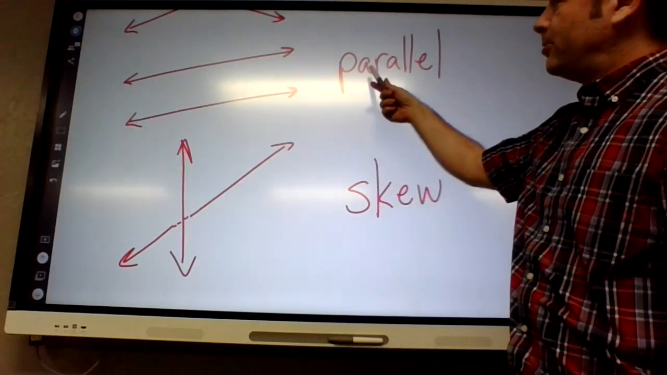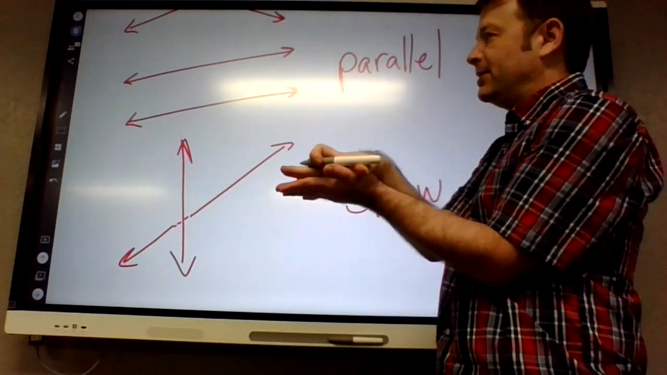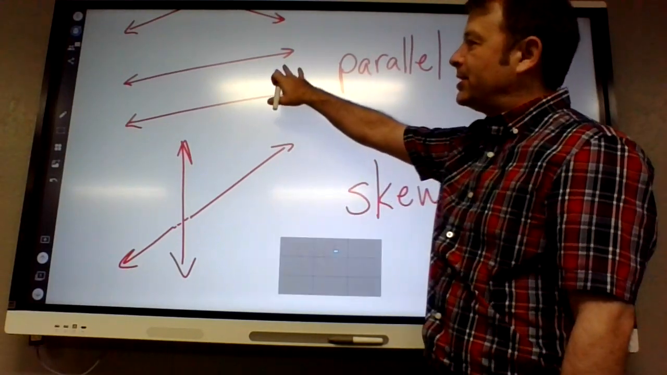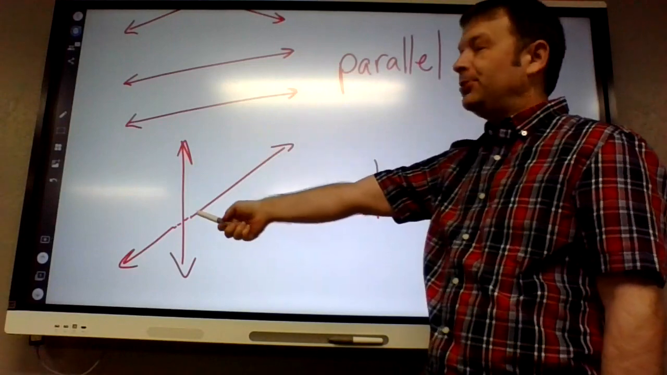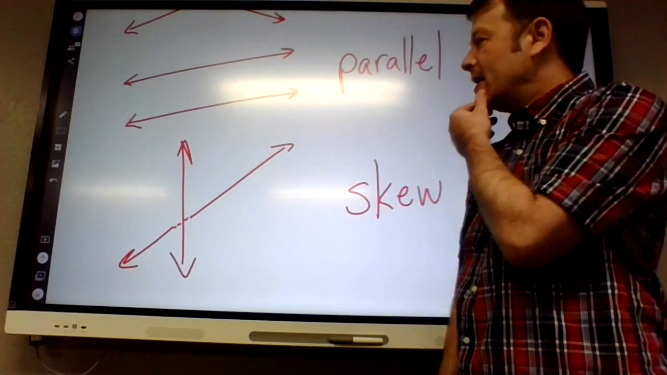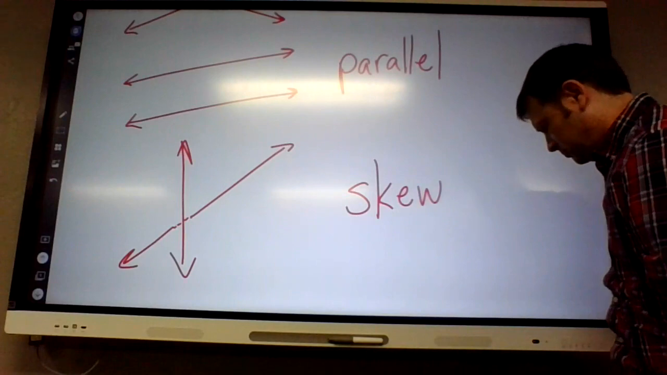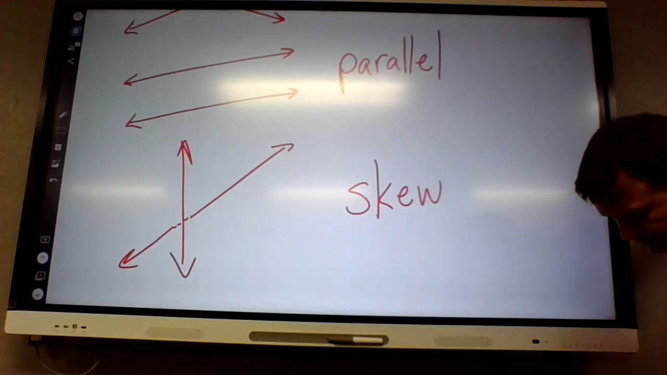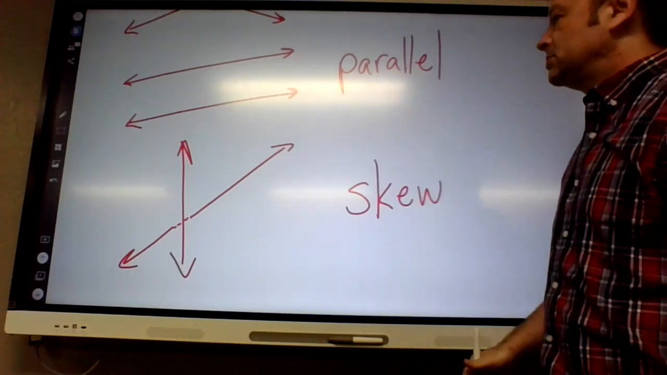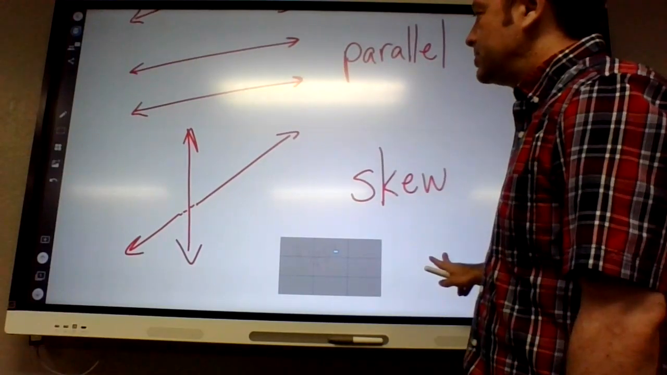What makes lines parallel, you guys probably never thought about this, is they have to be on the same plane. They have to be flat together. That's what makes them parallel. Not only do they not touch, they're also on the same plane. Wait, so skew lines are not parallel? Yeah. Skew lines are not on the same plane. They're just going all kinds of different directions. And they never touch. So what is this called? Skew.